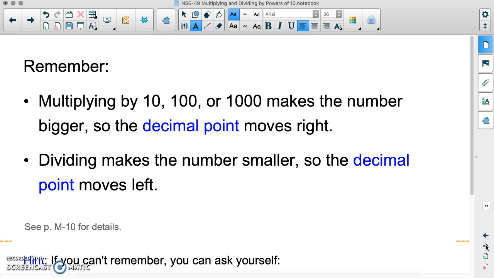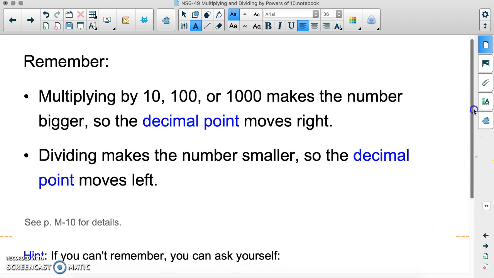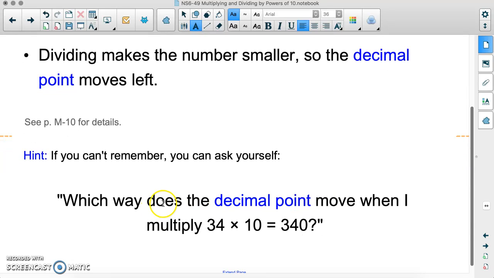So let's remember that multiplying by 10, 100, or 1,000 makes the numbers bigger. We're multiplying, so the decimal point will always move to the right. Dividing is always going to make the numbers smaller, so the decimal point will always move to the left. If you can't remember, ask yourself, which way does the decimal point move when I multiply 34 times 10? It's going to move 1 place to the right to get 340. The number is getting bigger.